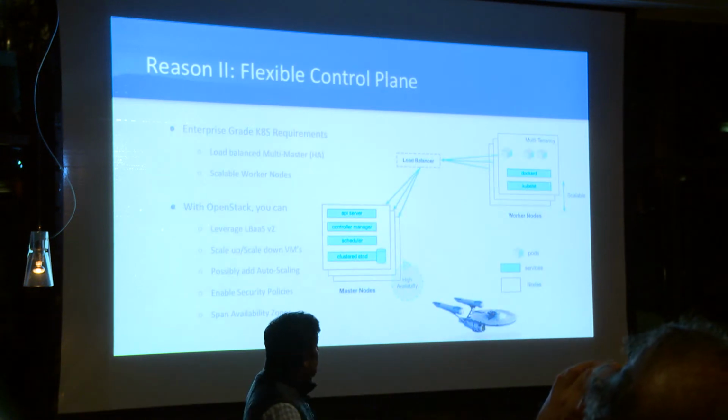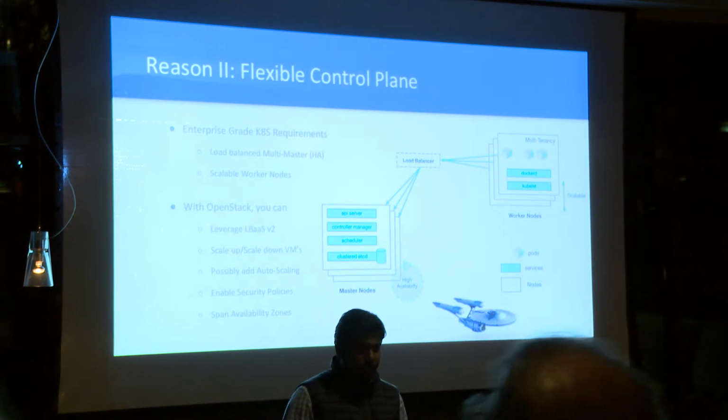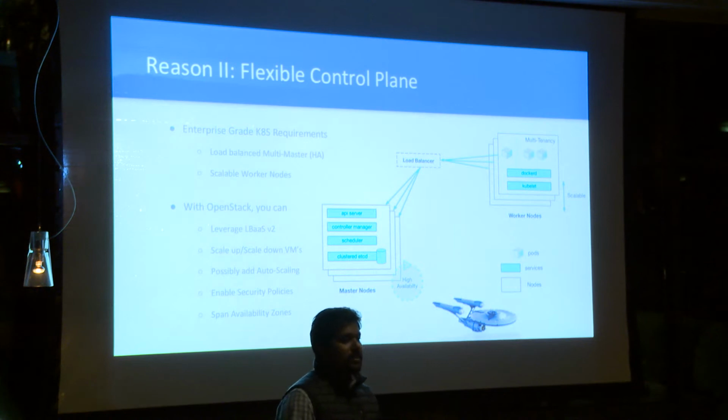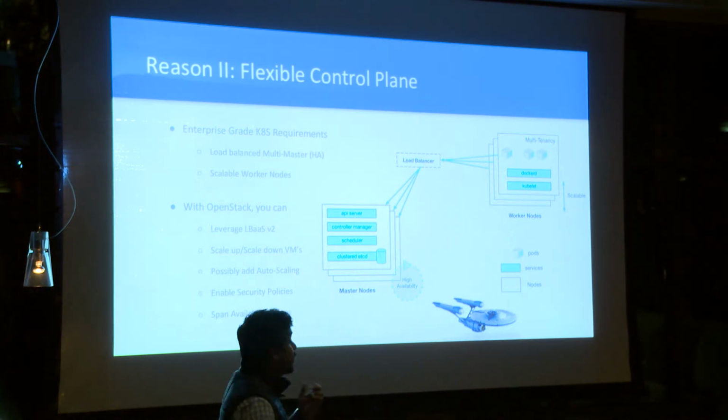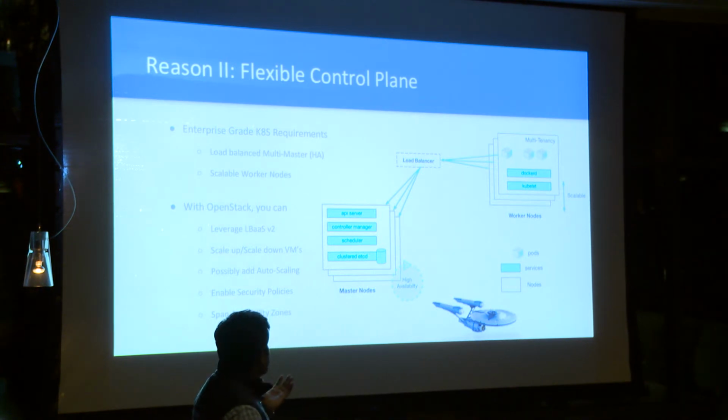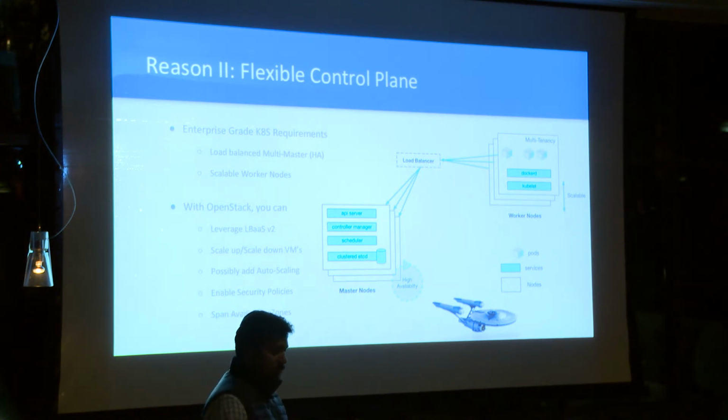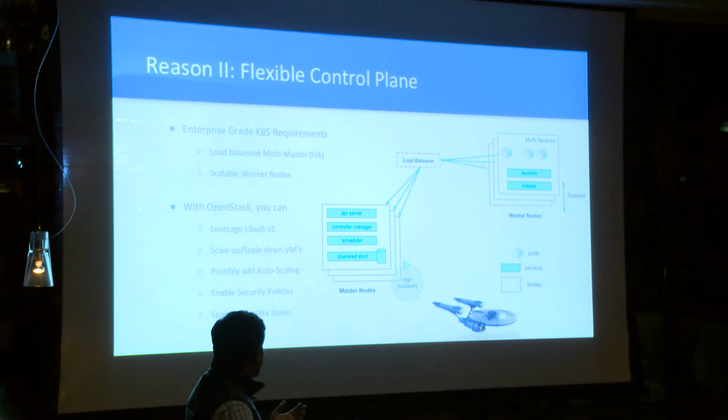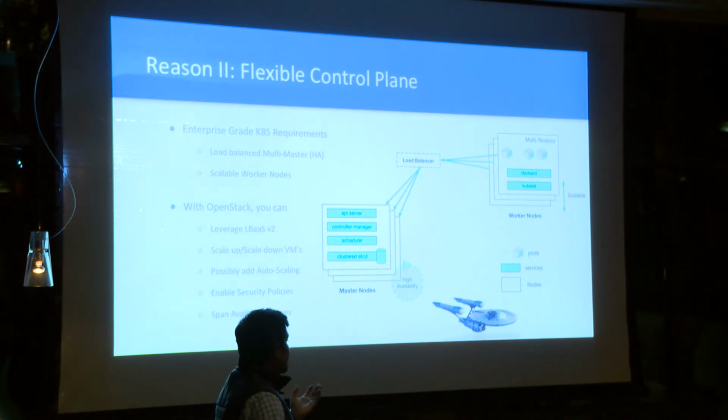Reason number 2, if you're looking to deploy a production-grade Kubernetes cluster, chances are high that you want it to be highly available. That is, you put a load balancer in front of it, and you want it to be really scalable. With OpenStack, you could leverage features such as Neutron LBaaS, or you could leverage autoscaling to set up such a really great architecture.